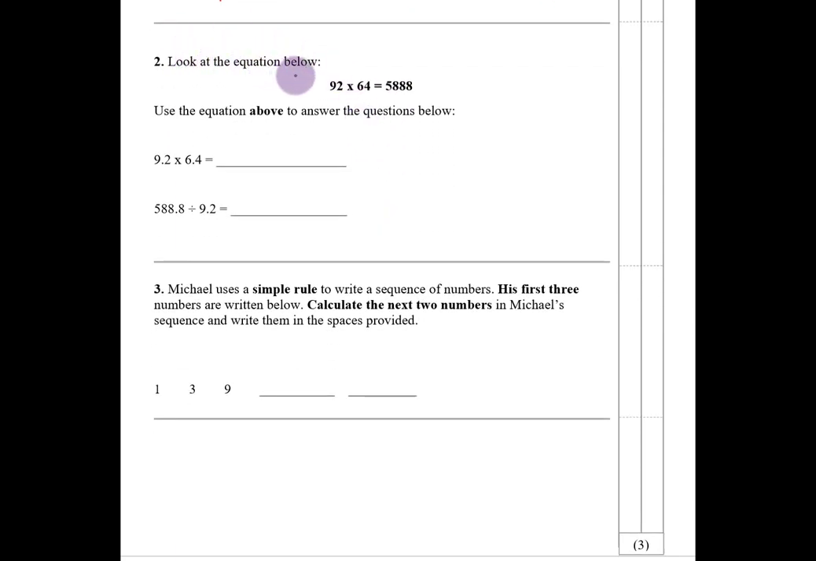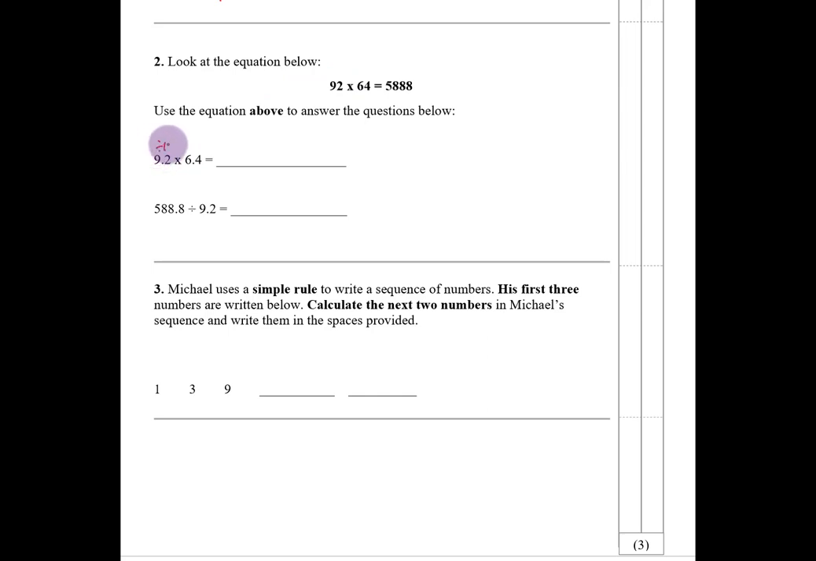Number 2, look at the equation below. 92 times 64 equals 5,888. Use the equation above to answer the questions below. So here we've got 9.2 times 6.4, which is similar to the 92 times 64. So what we're going to do is, what have we done to these numbers to turn them into the other number? So what have we done to 92 to turn it into 9.2?